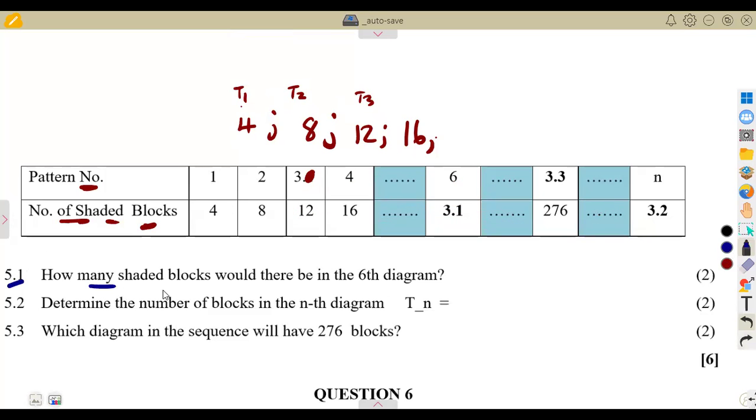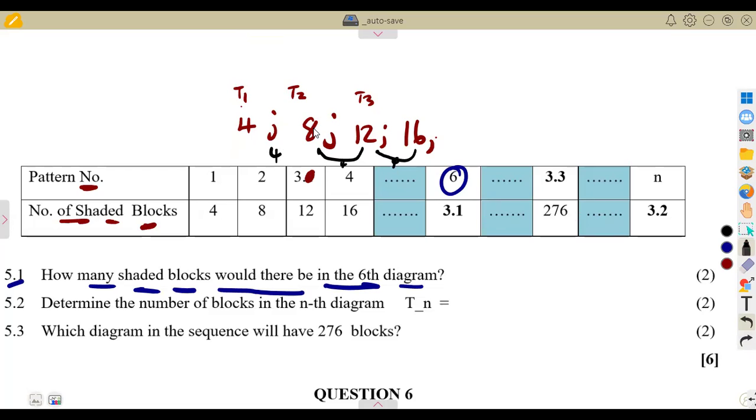Anyways, how many shaded blocks would be in the 6th diagram? The 6th diagram, meaning on the 6th pattern, what is going to be the corresponding number? So how do we determine this? We can simply check what is happening here. Between the first term and the second term, there's a difference of 4. Second term minus first term, 8 minus 4, is a difference of 4. 12 minus 8, a difference of 4. 16 minus 12, a difference of 4 throughout. So it means we're simply adding a 4 here.